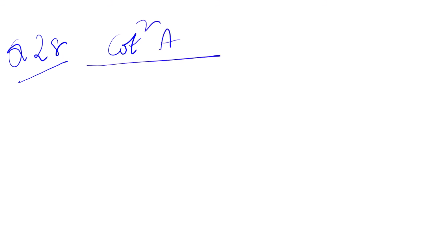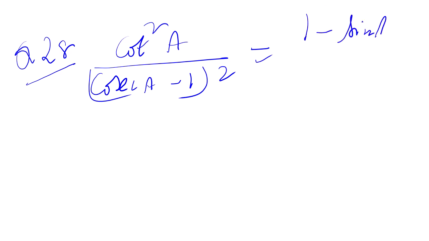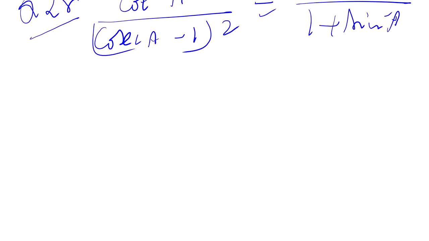Cot square A upon (cosec A minus 1) whole square is equal to (1 minus sin A) upon (1 plus sin A). Okay, here you can take cot A as cos A upon sin A, and cosec A as 1 upon sin A, then you will get it.